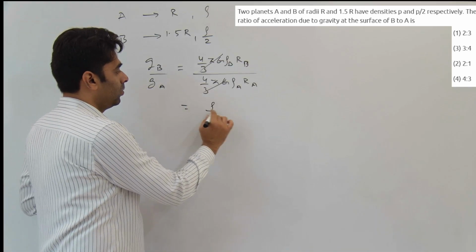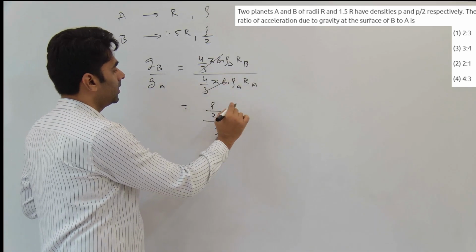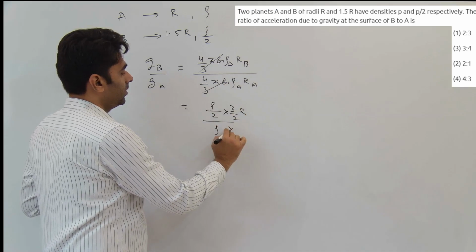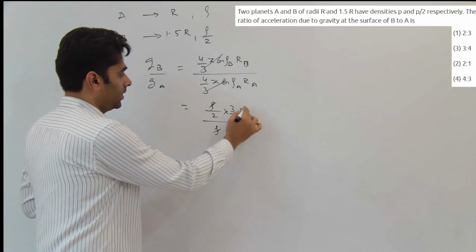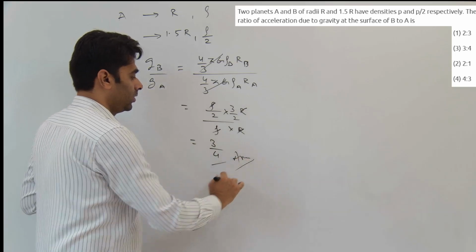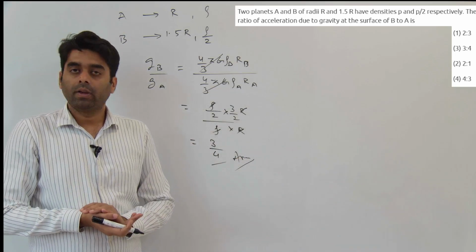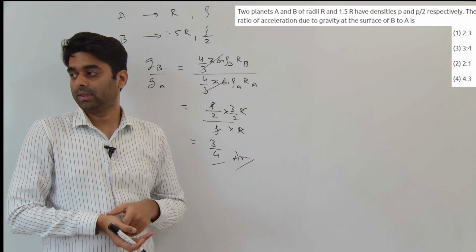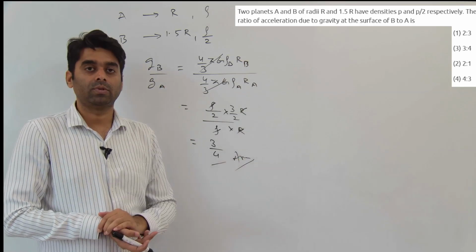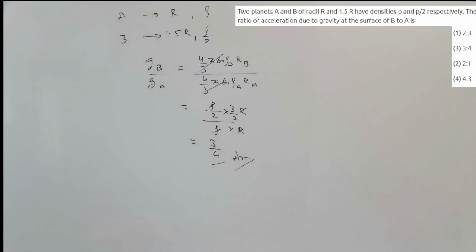Let us substitute it. Rho by 2 by rho into radius of B, that is your 3 by 2 r, and this one is r. When we simplify it, rho cancels, r cancels, we will get our answer as 3:4. Which option is it? According to my option number 3, jumbling is there, please ignore that. 1, 3, 2, 4 is written. Now the answer will be 3:4. The option will be 3:4, the third one, which is fine.